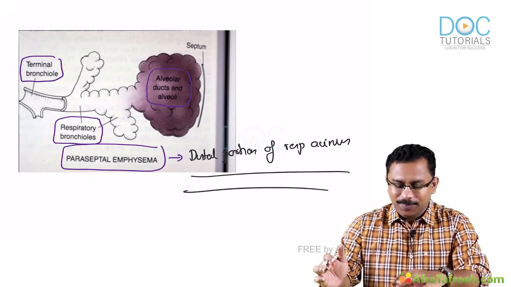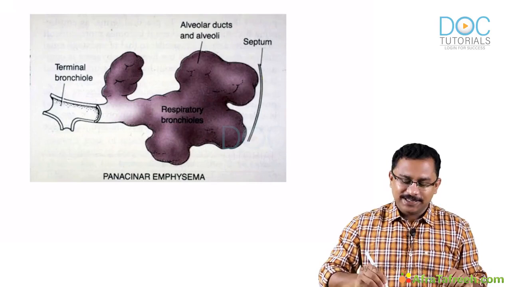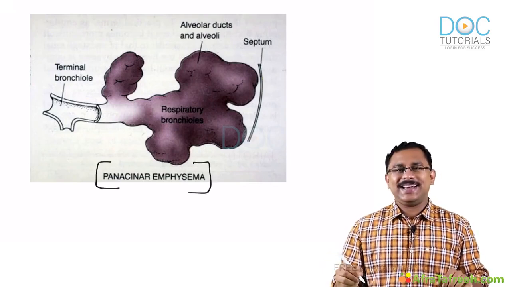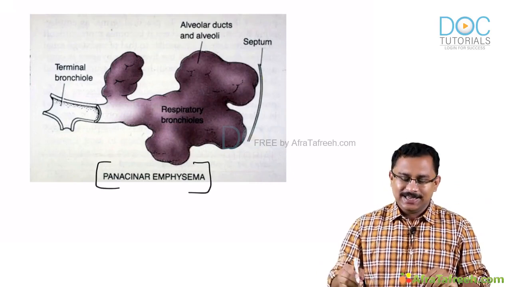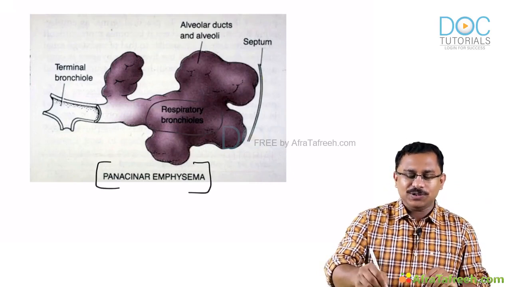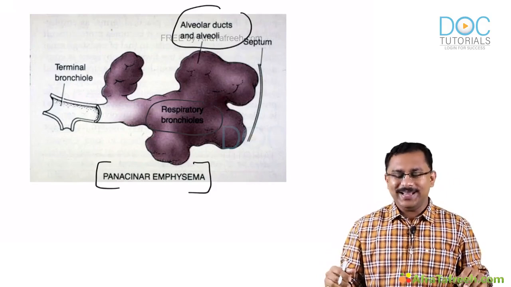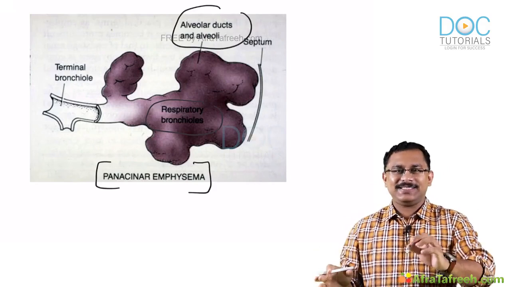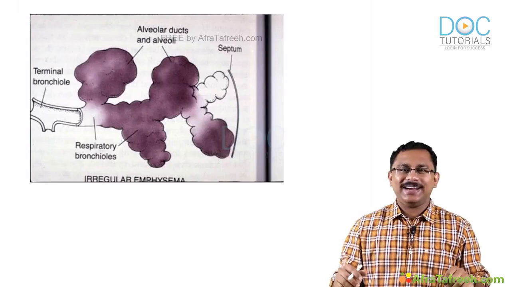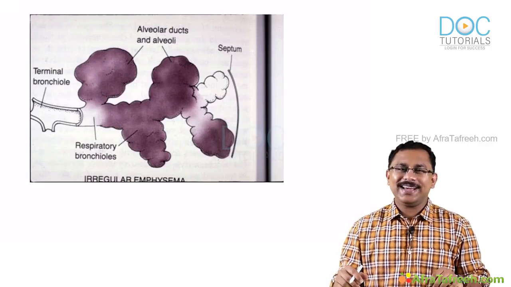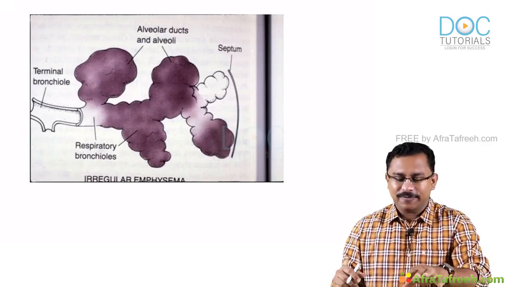So the next subtype is a pan-acinar emphysema. Pan-acinar, which means entire acinus, which means your respiratory bronchioles, your alveolar ducts, the alveoli, everything becomes dilated. Okay, that is a pan-acinar emphysema. And sometimes you can have an irregular type of dilatation, that is what you call an irregular type of emphysema. Okay, so these are the subtypes of emphysema.